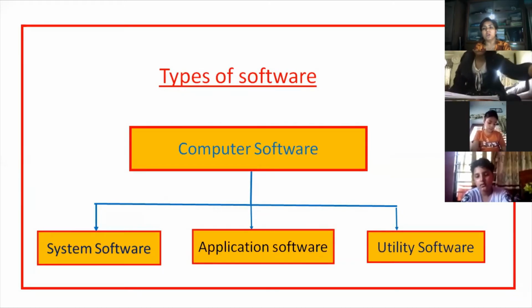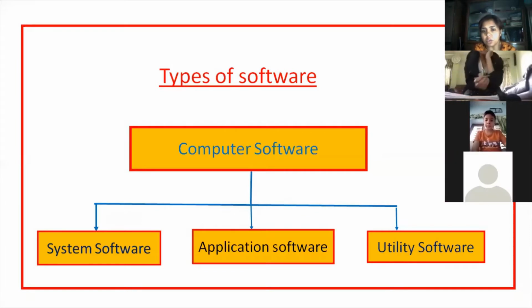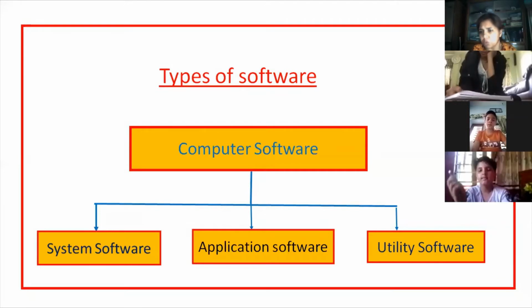Okay, software is divided into three different types. They are system software, application software, and utility software. System software is known as software of computer. Application software is known as software of user. And utility software is known as maintenance software or service software of the computer.